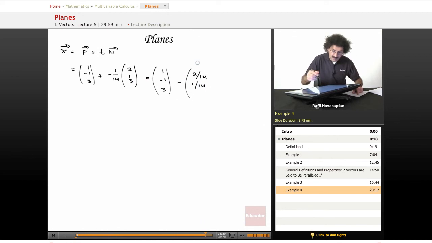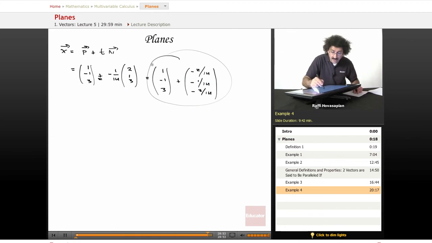Actually, I think I'm going to leave the plus sign as is. And I'll just multiply the negative 1/14 times 2, which is negative 2/14. Negative 1/14 times 1 is negative 1/14, and negative 1/14 times 3 is negative 3/14. So you can do it either way. If you want to pull this negative out, that's fine. So there you go. This is our answer.